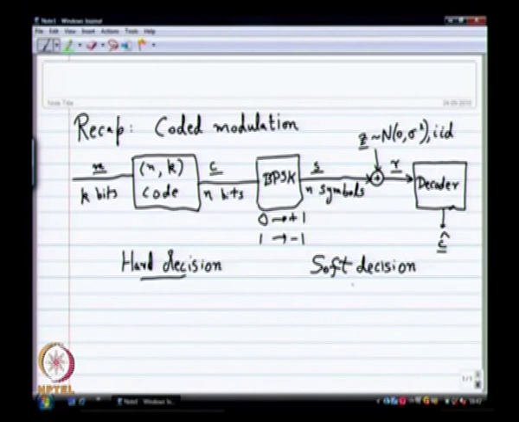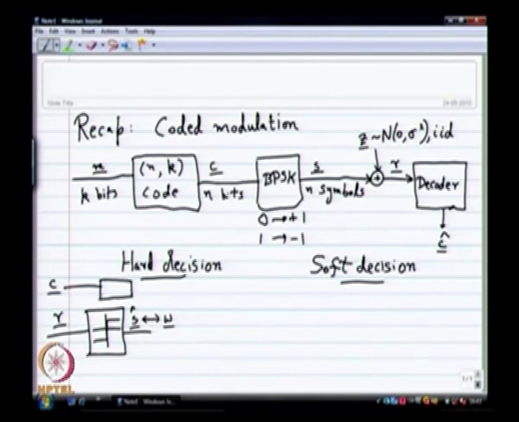So, we distinguish between two cases, hard decision and soft decision. In hard decision, the first block that you use after you receive R is what I called a slicer. You slice it, and this is a symbol by symbol slicer, and you produce an estimate S cap, which is basically equivalent to what I called W, and this W was basically from C through a binary symmetric channel. So, that was the idea.